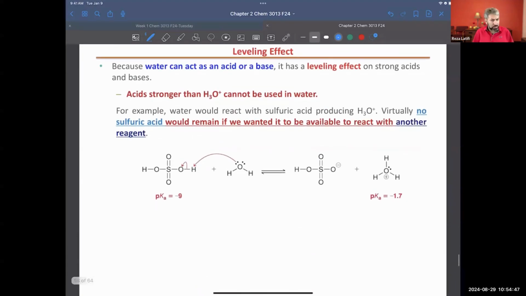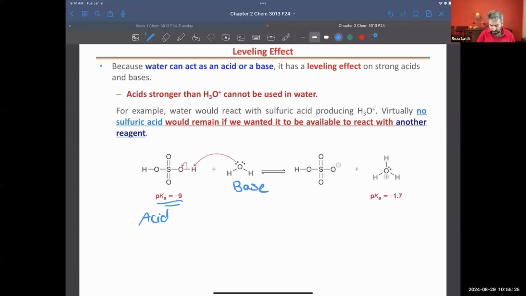Now, what will happen if I dissolve an acid in water? Water is capable of working as an acid or base. It depends on the pKa of the compound that you're adding to it. If the starting compound has a pKa less than water, then it's going to give it H. So in this case, the acid that we started with has a pKa of -9. This is going to be the acid, and water will be the base. So I'm going to call this one the base.